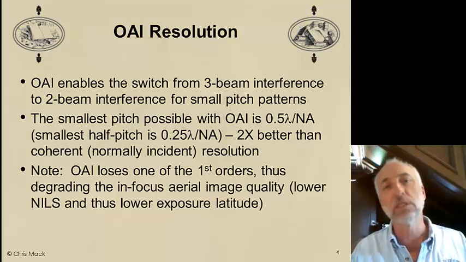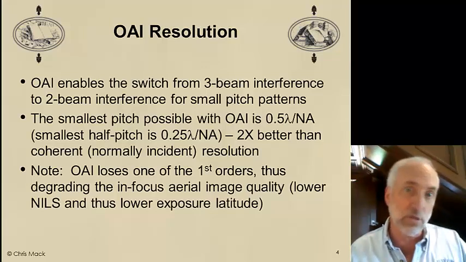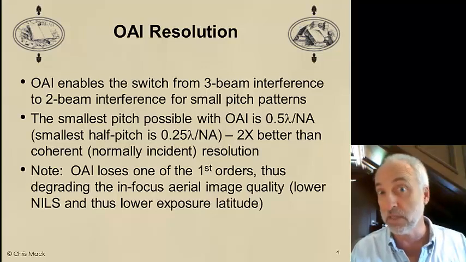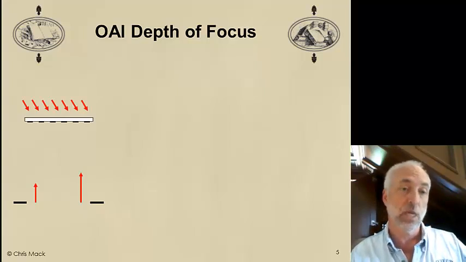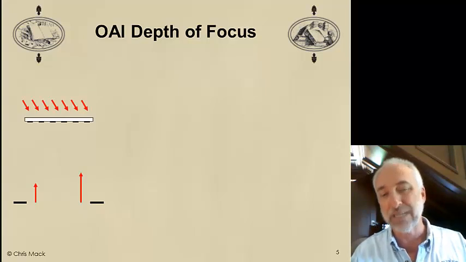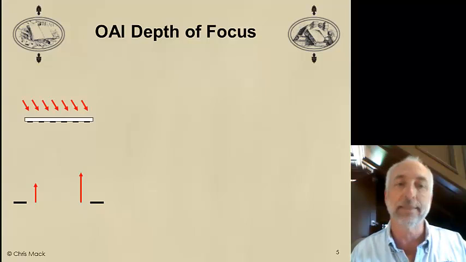Well, it could be that we just live with this trade-off of lower quality for better resolution, except there's one other advantage of off-axis illumination, which makes a big difference, and that is the impact on depth of focus. So let's look at tilted illumination, off-axis illumination again, and this time explore its influence on depth of focus.